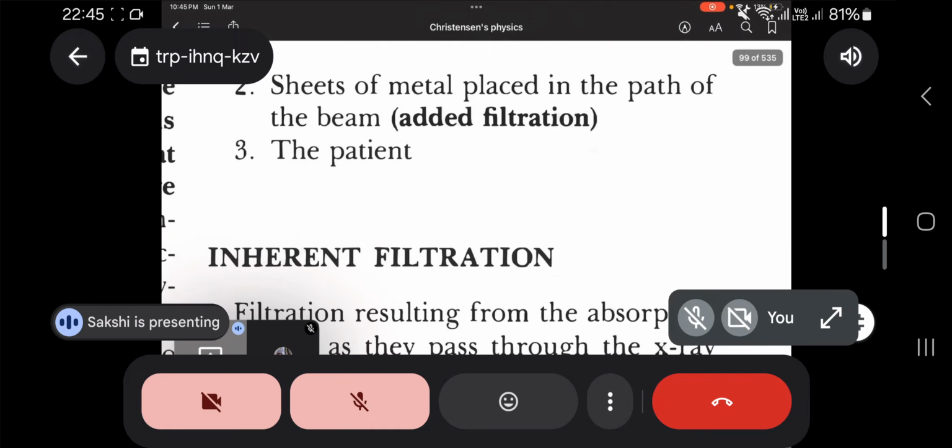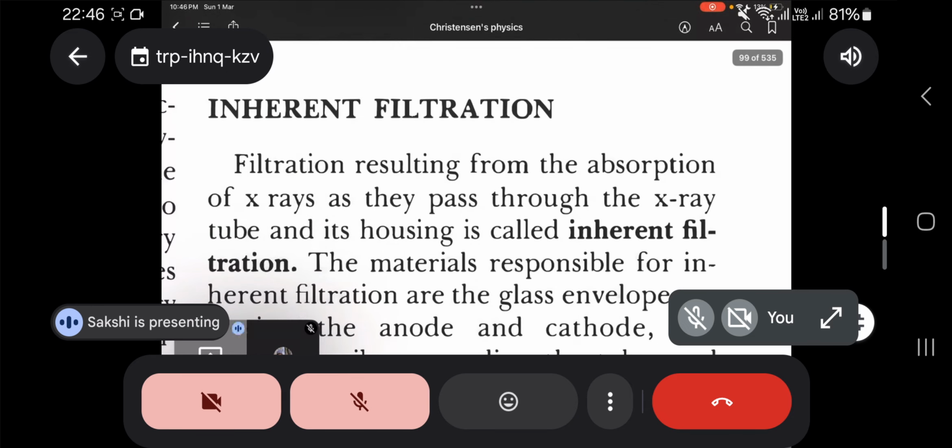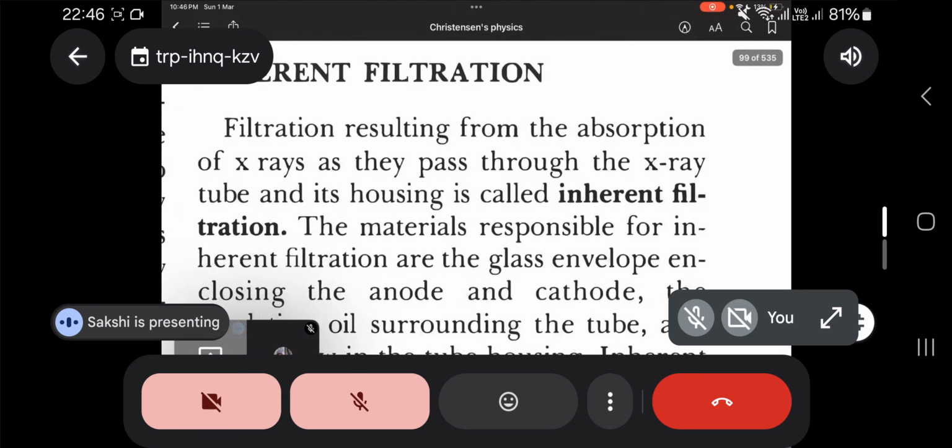And third is the patient, obviously. The patient is also a filter, no? How? Anyone please tell me? Patient tissue absorbs low energy radiation, and so the transmitted radiation will be high energy. Yes, very good. So they will also act as added filtration. Extra filtration, I would say.